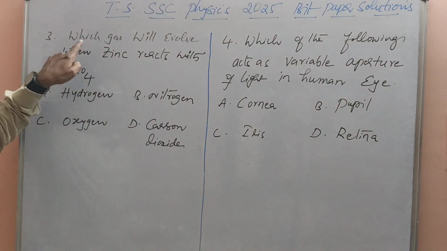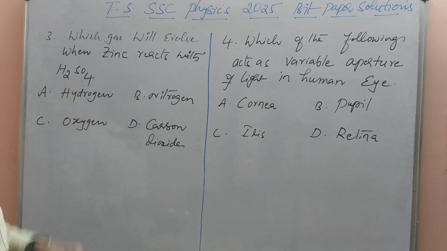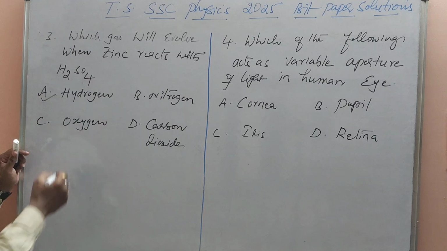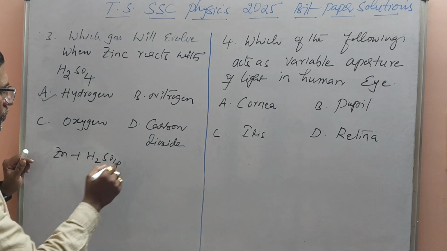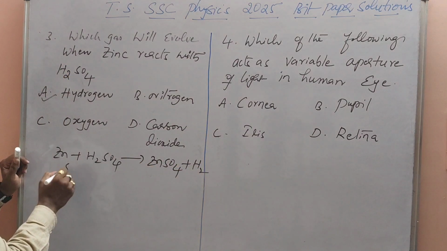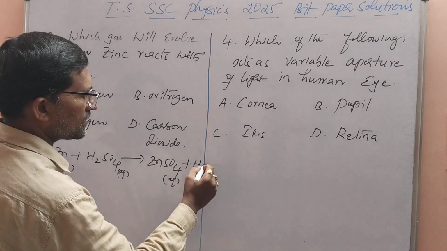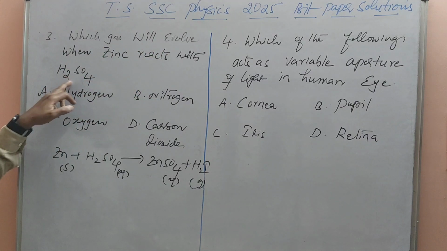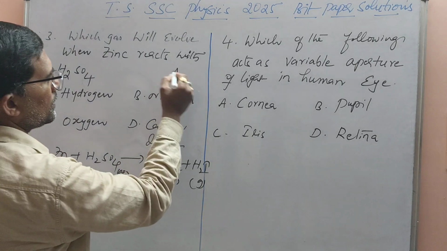Now the third question: which gas will evolve when zinc reacts with sulfuric acid? H2SO4 means sulfuric acid. So the gas liberated here is hydrogen gas. Now I will show the reaction too. Zn plus H2SO4 gives rise to ZnSO4 plus H2, hydrogen gas. This is solid, this is aqueous, this is aqueous, this is a gas. So which gas will evolve when zinc reacts with H2SO4? Hydrogen gas is the right answer. Here in this third bit, the answer is A.